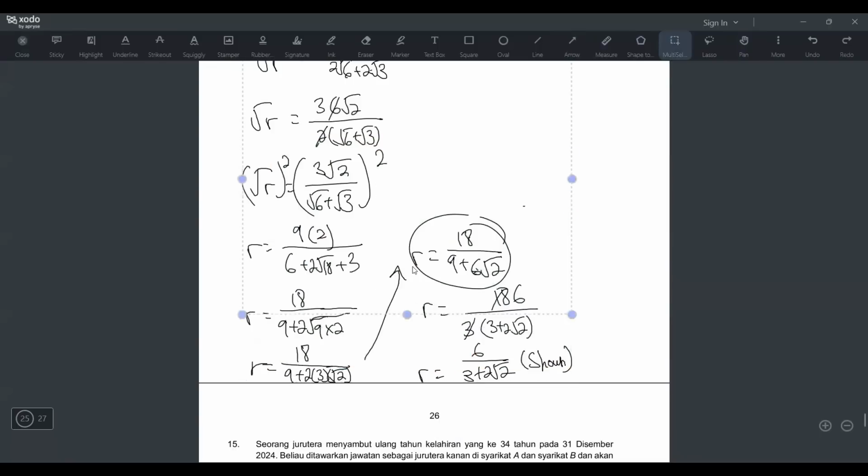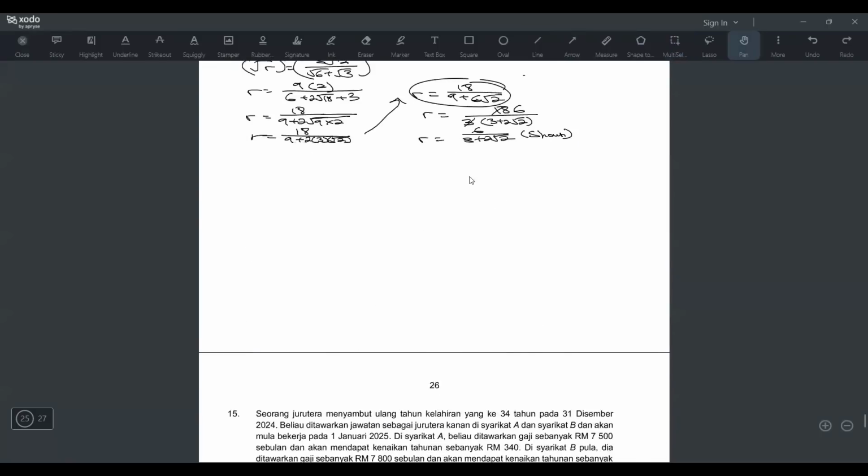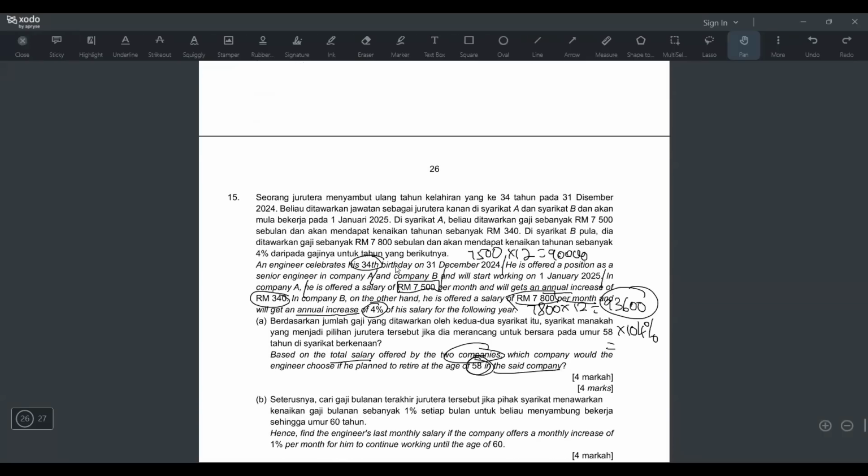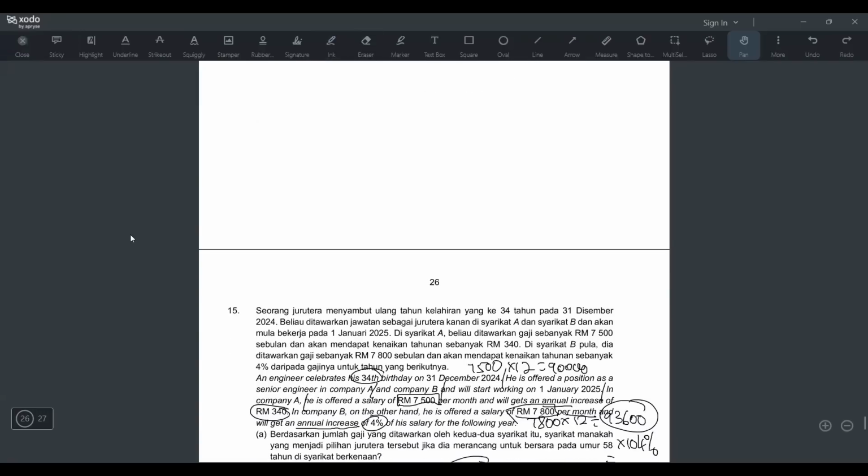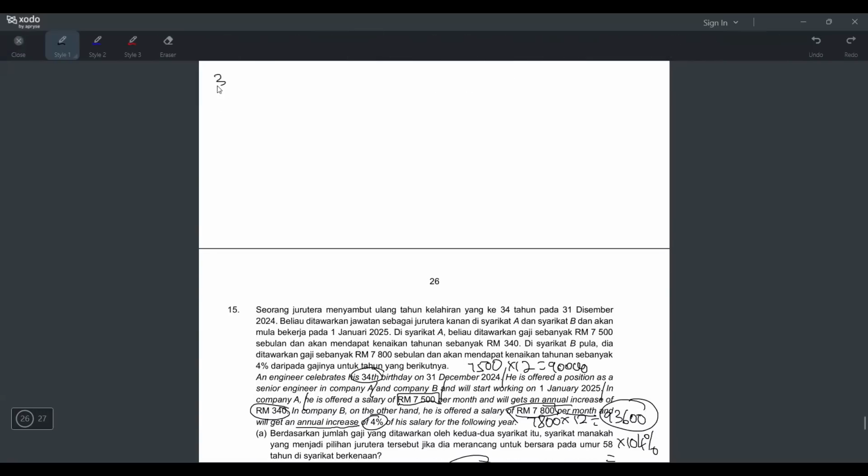So how old is he when he starts working? 34 years old, right? So let's write down here. 34 years old is when 31 December 2024, right? It means that 1 January he starts working. So I shouldn't write this. I should write the time when he starts working, 1 January 2025. This is when he's 34 years old, right?